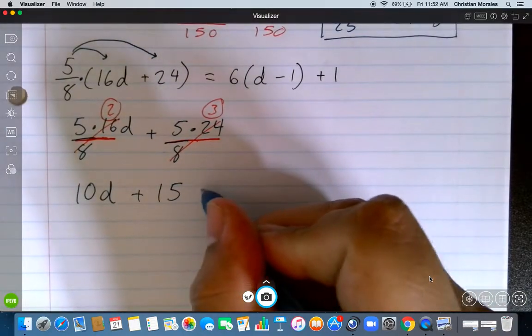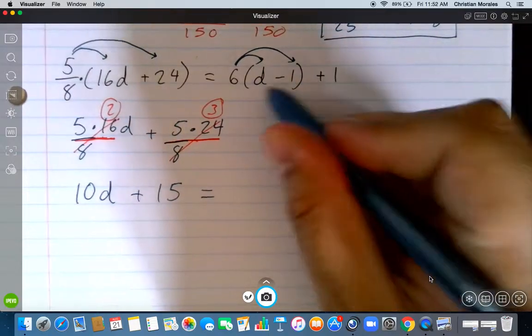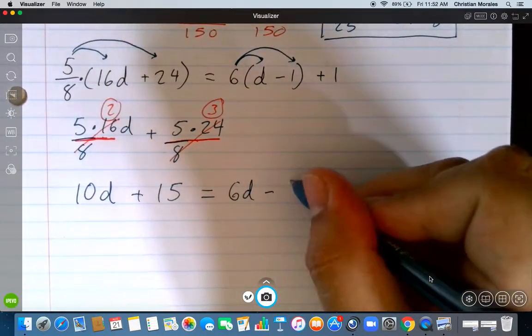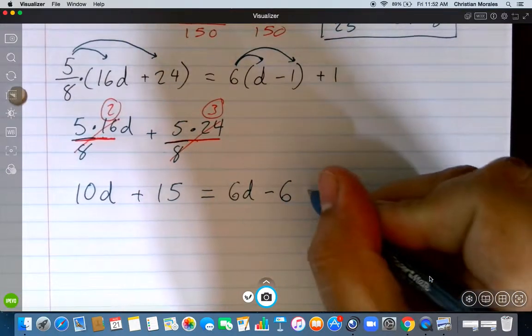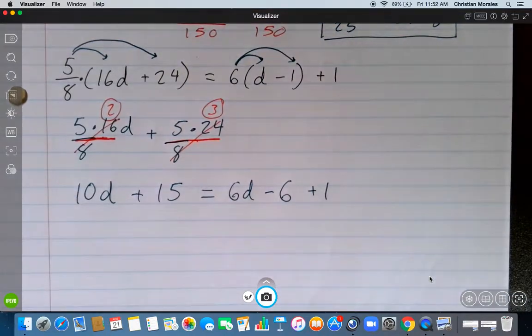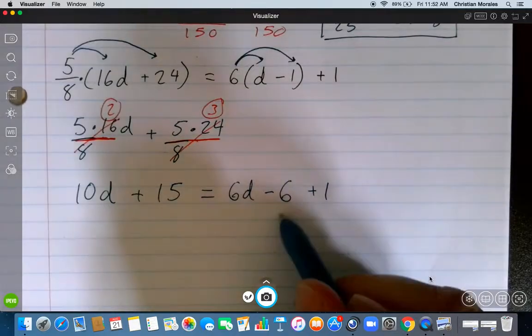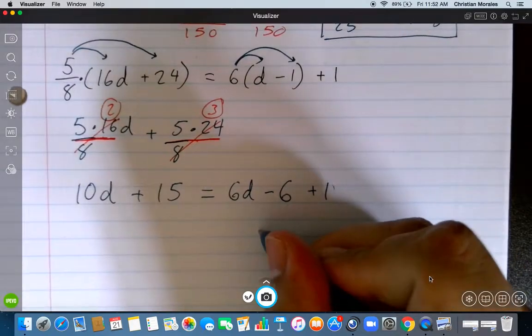All right, on the other side, we distribute 6 here. Now, that's pretty easy. 6 times d is 6d, and 6 times negative 1 is negative 6. That plus 1 is not going to multiply. It is not in the parentheses, so we just add 1. Okay, I'm going to combine these like terms. These don't have a variable, so I can just put them together. This would be negative 6 plus 1. That would be negative 5.